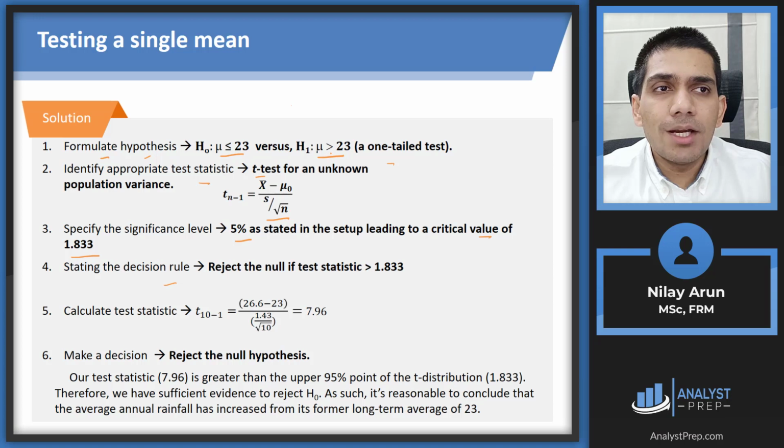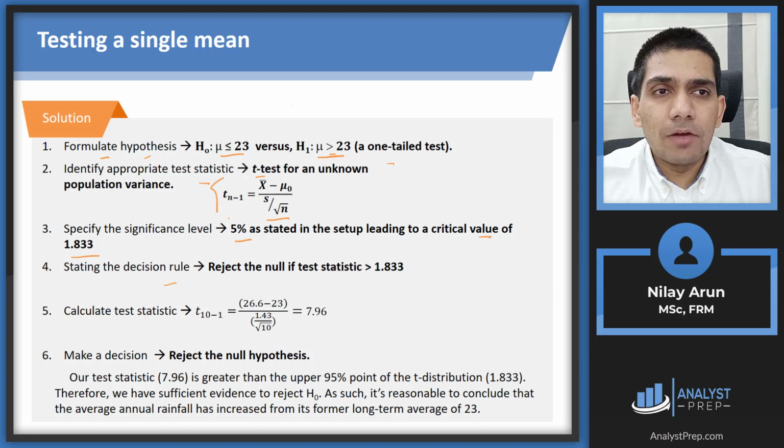Because this is a one-tailed test where we are specifically looking at whether mu is more than 23, if our test statistic is more than 1.83, that's when we are going to reject the null hypothesis, because the null hypothesis said that it should be less than or equal to. So after this, we calculate the test statistic.